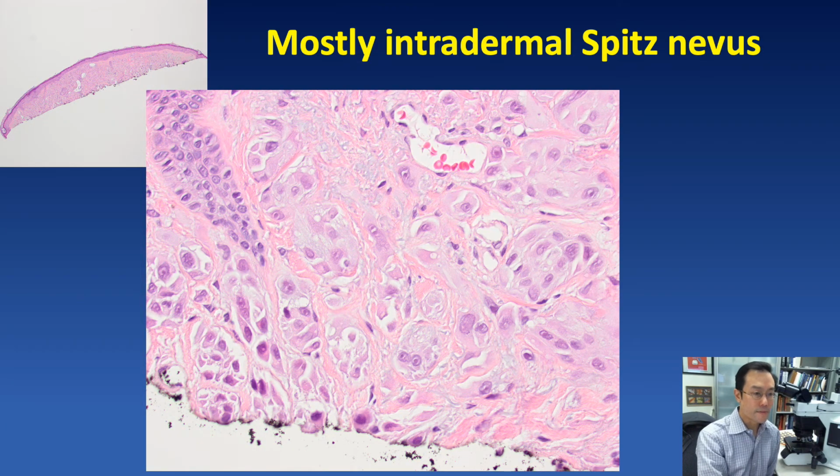Intradermal Spitz nevi lack the characteristic epidermal hyperplasia and Kamino bodies, with melanocytes limited to the dermis. And in many cases, it's more of a pure or predominant epithelioid cell proliferation with enlarged melanocytes, often with prominent nucleoli.